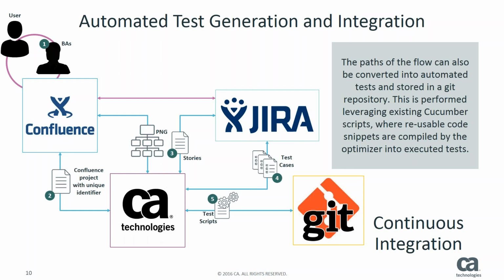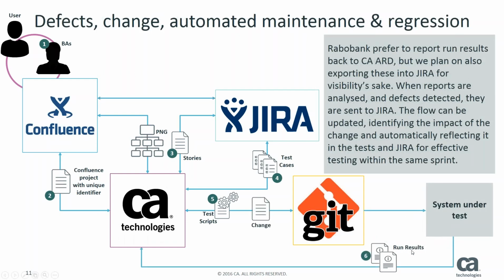Originally they were Cucumber or Gherkin, and keyword driven, and then we actually switched to keyword driven and AngularJS at Rambo. They pushed those into Git, and once they're available in Git and you do your check-in of your code, then you've got your check-in of your test scripts, and then you can move into sort of really advanced release automation and so forth. Then the system under test run results come back in.